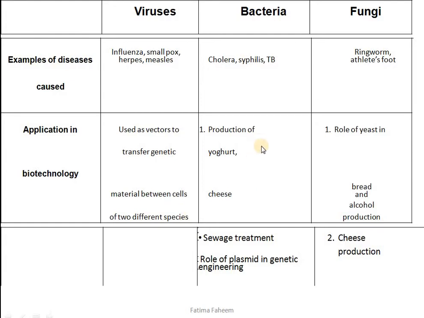Then we will see the formation of different products, for instance, yogurt and cheese, by using different bacteria. We will also see how bacteria help us to treat sewage, and the importance of the plasmid of the bacteria in genetic engineering. Fungus is used for the formation of cheese, while it also leads to the production of bread and alcohol.